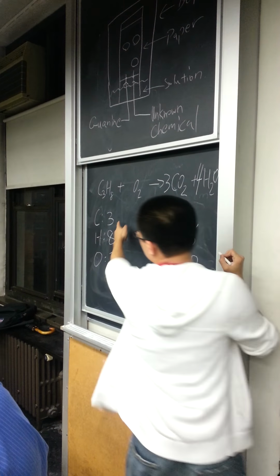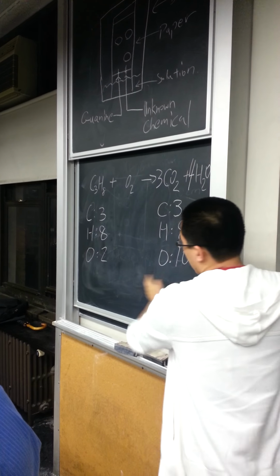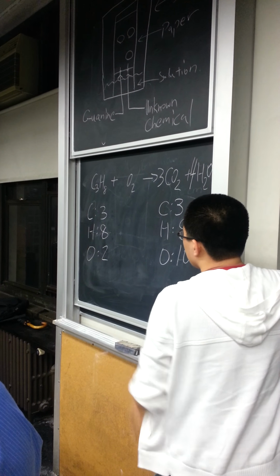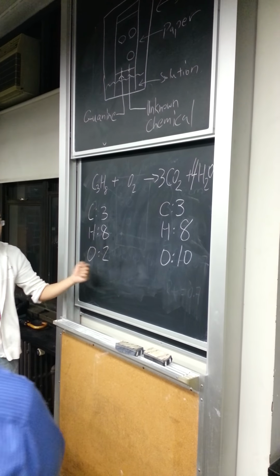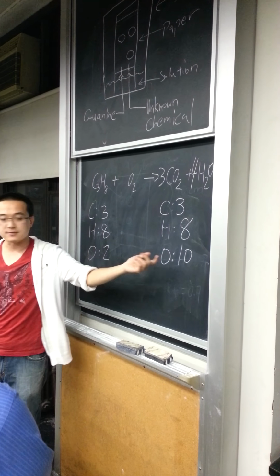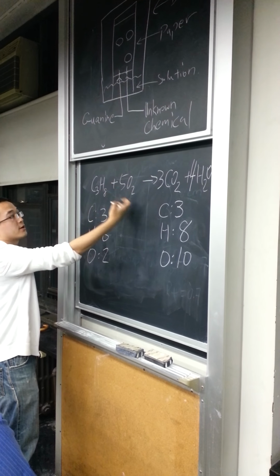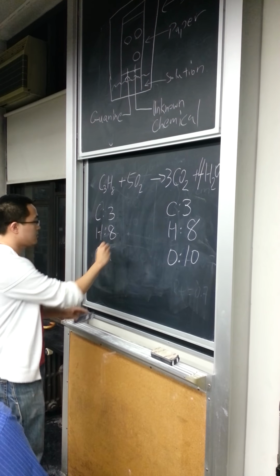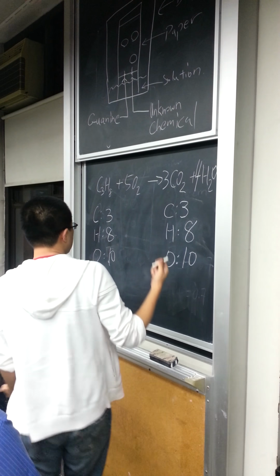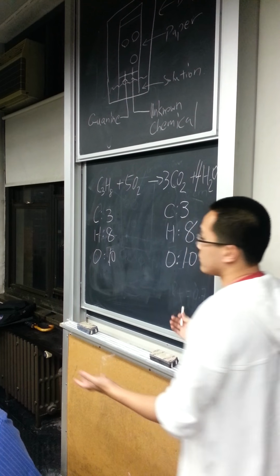So now you see the carbon's balanced, the hydrogen's balanced. Now you have to balance the oxygen last, right? So this is pretty easy. You have 10 on the right side, 2 on the left side. 2 times x gives you 10, and x is 5, right? Just put 5 in front of here. 5 times 2 gives you 10. Erase that. And as the last check, it's 3, 3, 8, 8, 10, 10, and then you're done.